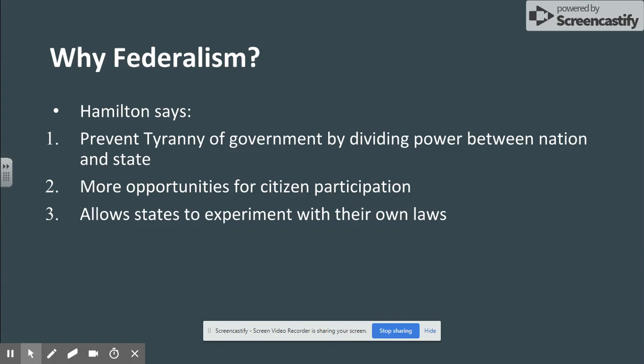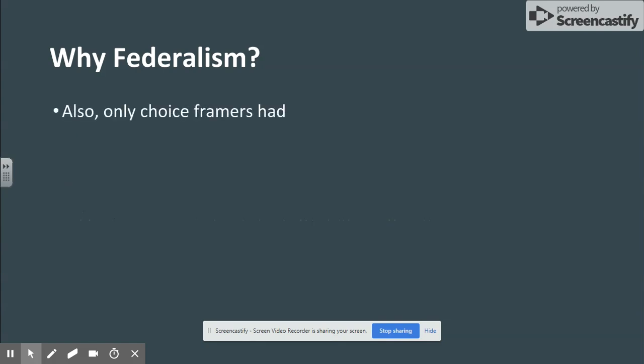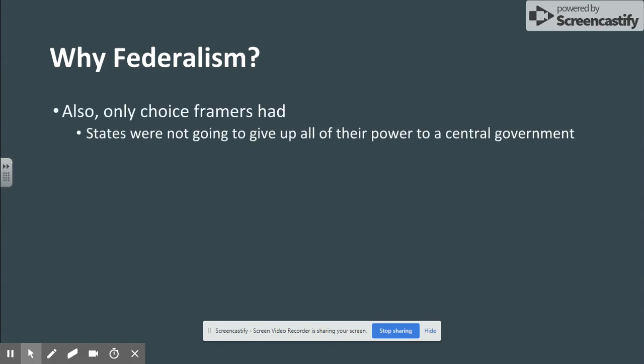We talked about motorcycle helmets. We talked about legalizing marijuana. So each state gets to decide what they want, because we have a state government in Jeff City, and we have a national government in Washington, D.C. It's pretty much the only choice the framers had too, because some states were not going to sign the Constitution unless they kept some of their power. Remember, those anti-federalists were afraid of a strong central government. So the states wanted their power.